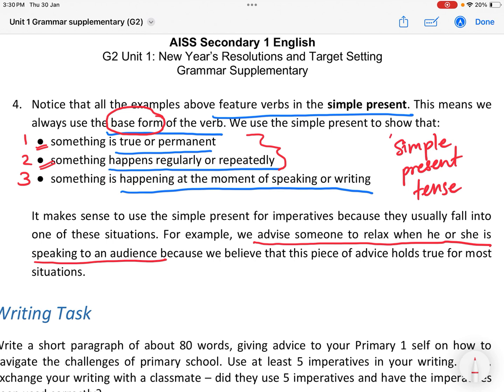Okay, for these three reasons: 1, 2, and 3.